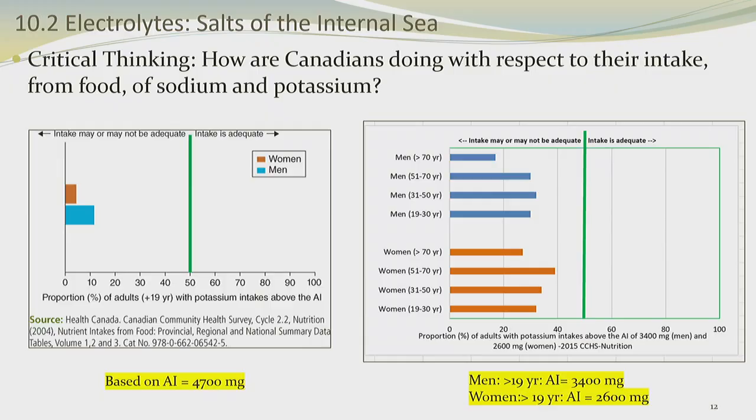On the right is the data from the 2015 CCHS nutrition using the new AI values. And the numbers here look a little better in terms of having a higher percentage of Canadians having intakes of at least the AI. But the numbers are still not approaching 50%. And it is at 50% where we can confidently conclude that the population intake is adequate. So instead, when we look at these graphs, it appears that many Canadians have intakes that are less than the AI, and this probably reflects low intakes of vegetables and dairy products, which are the highest sources of potassium that we know.